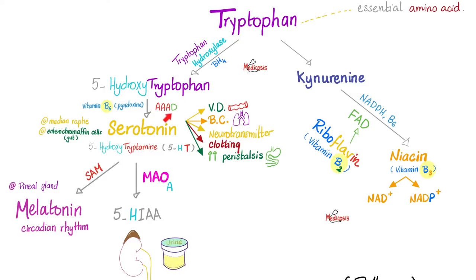The aromatic amino acid decarboxylase enzyme converted the tryptophan into tryptamine. So instead of 5-hydroxytryptophan, now it's called 5-hydroxytryptamine. We're talking about amino acids today.